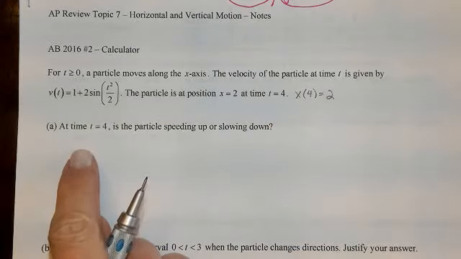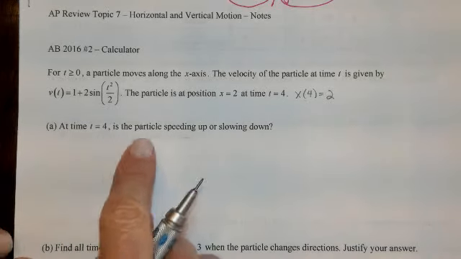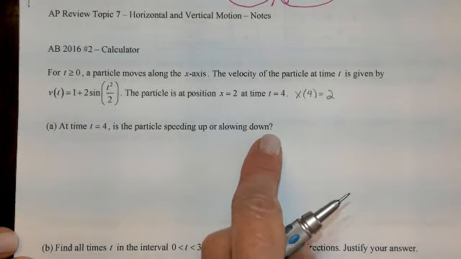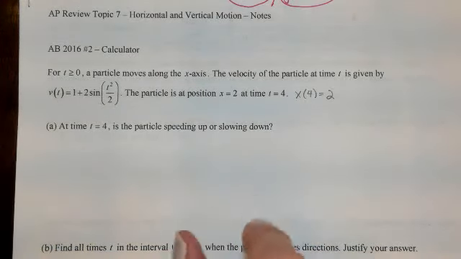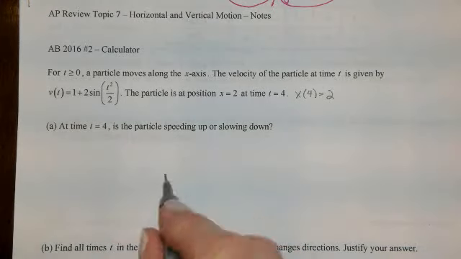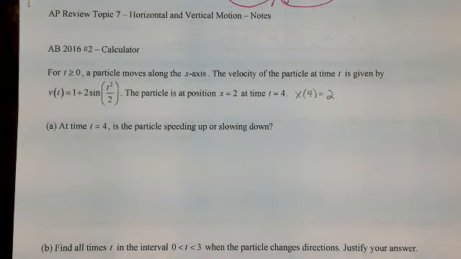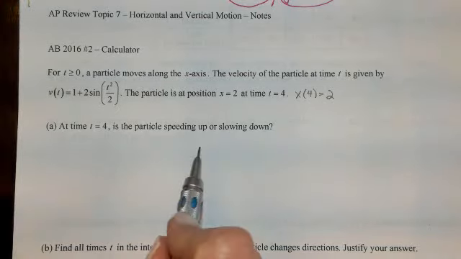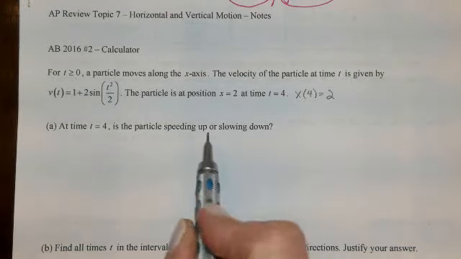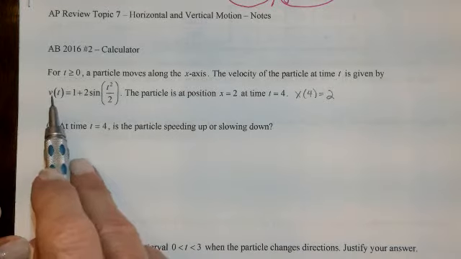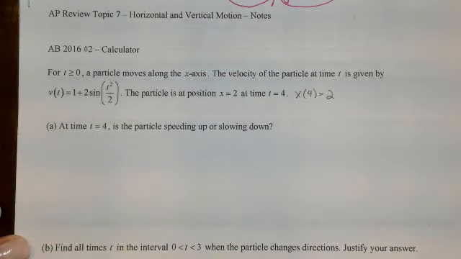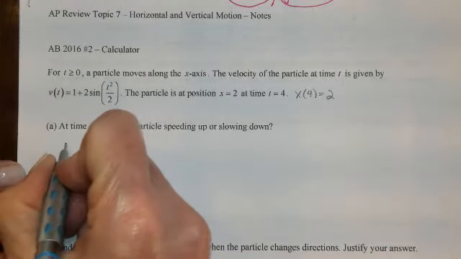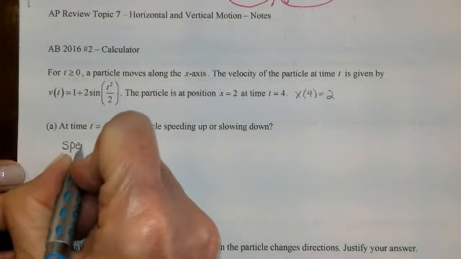All right, part A. At time t equals 4, is the particle speeding up or slowing down? Well, we can do this two ways. We can use the fact that the particle is speeding up when acceleration and velocity have the same sign, and slowing down when they have different signs. Or we can take the derivative of the speed function at 4. Since we have a calculator, I think I'm going to do it that way.